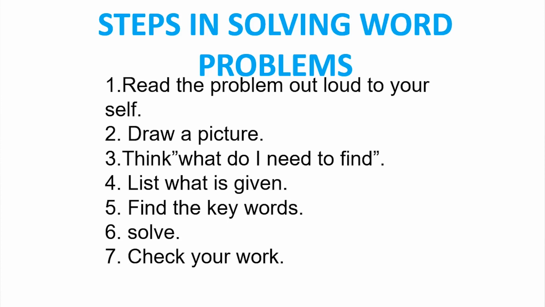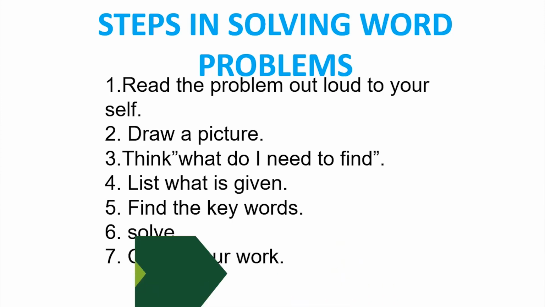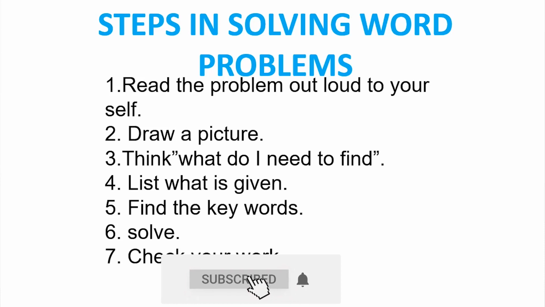Steps in solving word problem. The first one, read the problem out loud to yourself. Second, draw a picture of the problem or a picture of what you have. Third, think, what do I need to find? Fourth, list what is given to you. Fifth, find the keywords. 6. Solve the problem. 7. Check your work.